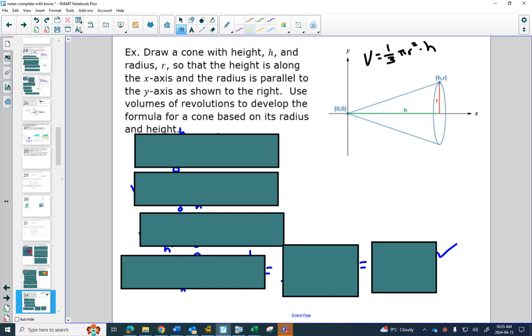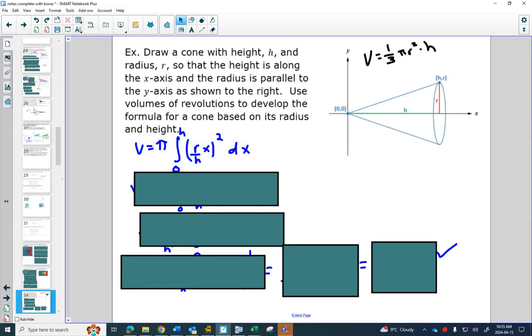Well, what does that look like? First of all, I would say my volume would be from 0 to h, and then I need to make this in terms of x, okay? So we've got to do a little bit of thinking here. How do we make my radius in terms of x and look at this triangle right here? So this is always our radius there, that's always our height. What is the relationship between those two? And how can we rewrite this as r over h times x squared? Okay?